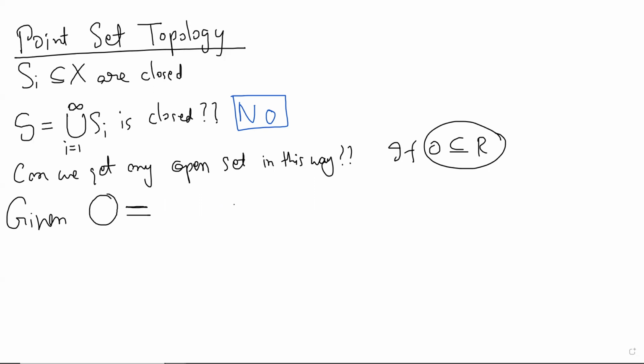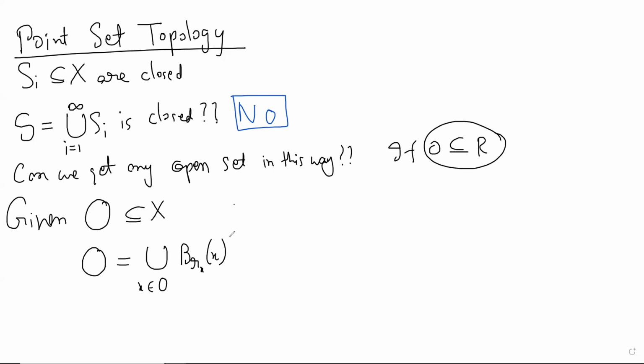Because every point in the open set has a ball which is contained in that open set. Now obviously the union of all such balls will become the set itself. So x in O, B(x, Rx), where the radius will depend on x. We know this. So your task is to write the balls using closed sets. Is it correct? Can we write any?